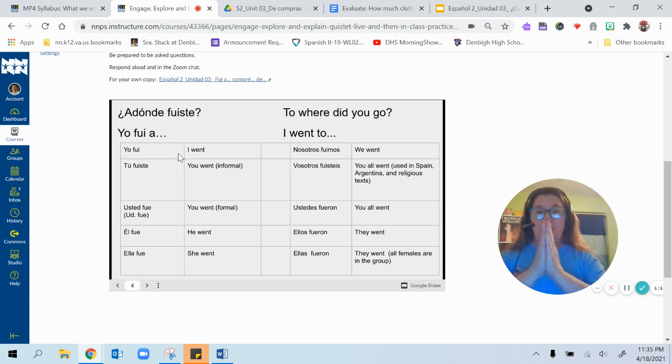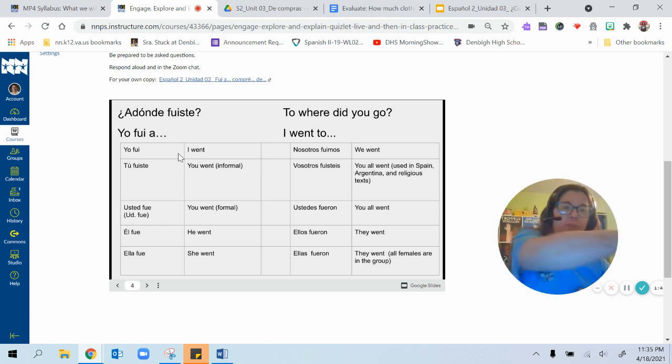Ir, to go. Yo, fui. Tú, fuiste. Usted, fue. Él, fue. Ella, fue. Nosotros, fuimos. Vosotros, fuisteis. Ustedes, fueron. Ellos, fueron. Ellas, fueron. Feel free to pause this. Feel free to replay this. Practice patty caking along.